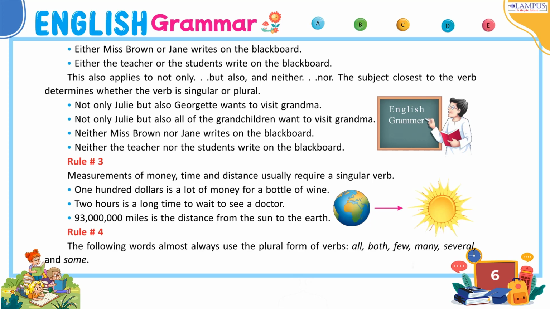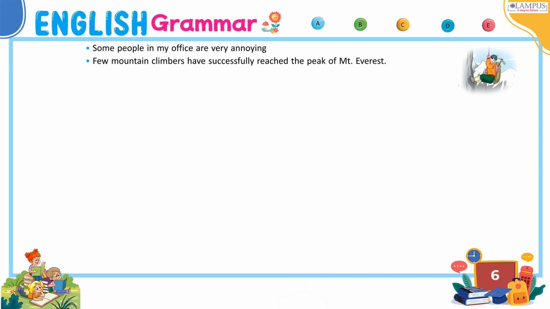Rule 4. The following words almost always use the plural form of verbs. All, both, few, many, several, and some. Some people in my office are very annoying. Few mountain climbers have successfully reached the peak of Mount Everest.